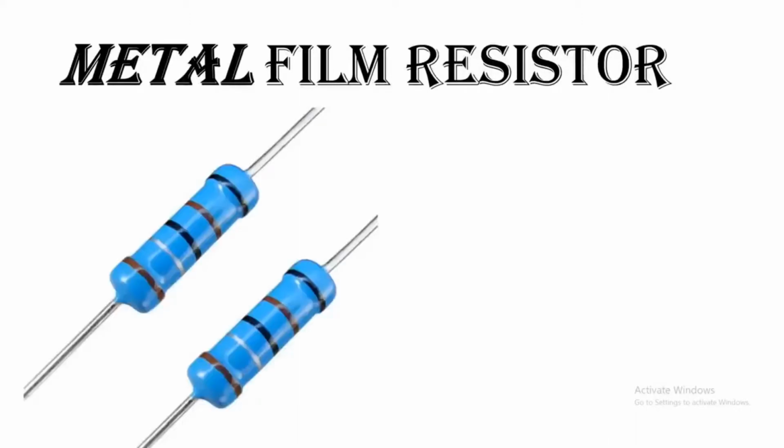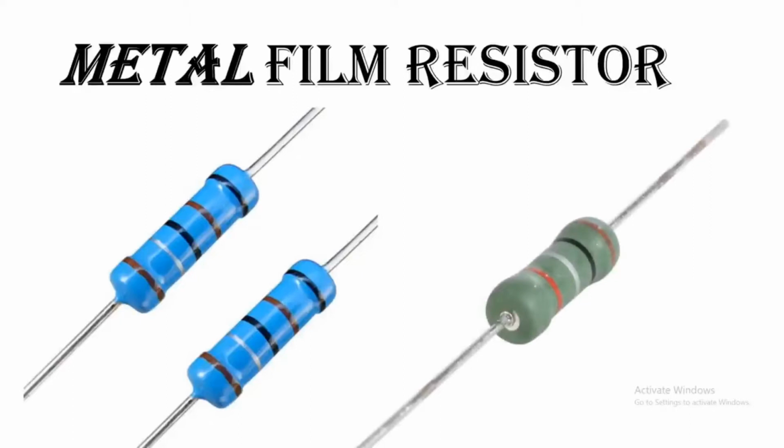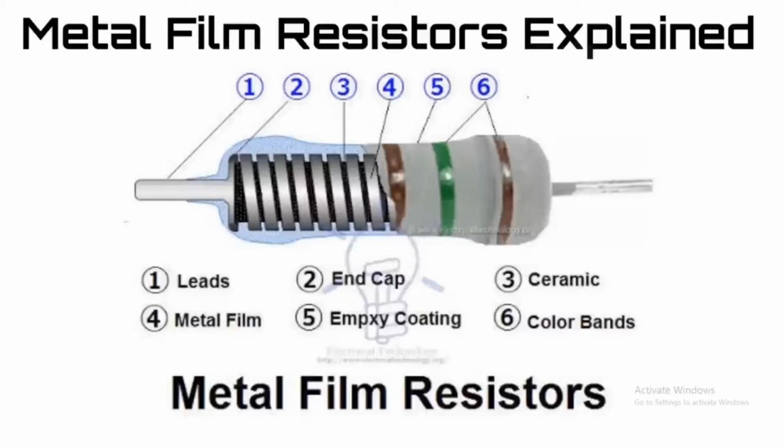The first type is the metal film resistor. A metal film resistor looks like this. It's blue in color and also gray in color. This is the internal structure of the metal film resistor. It consists of 2 leads, an outer coating, and a ceramic glass inside. On the ceramic glass there's a metal film which is wrapped around the ceramic glass.